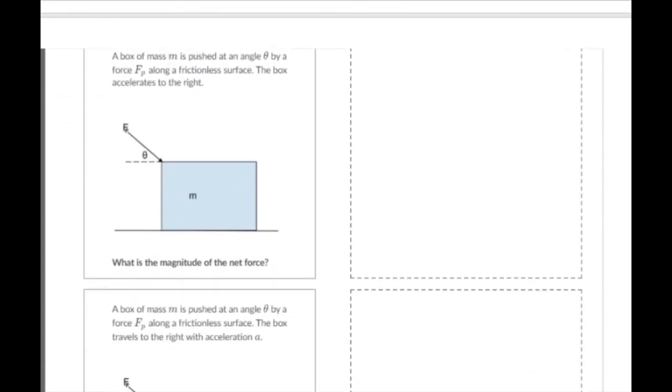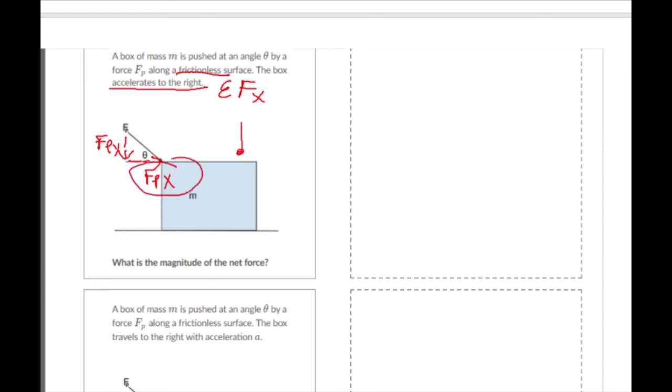Next question says a box of mass m is pushed at an angle theta. Same thing as before, the box accelerates to the right. What is the magnitude of the net force? Since it's accelerating to the right, that's telling me that the net force is acting in the x direction. We know that it's not acting in the y direction because it's not accelerating up or down. So the next step is to break up our Fp into the x and y components, just like we've been doing. So Fpy and then Fpx over here. Since we're only concerned about net force in the x direction, we only need the forces that point in that x direction. It says that we're on a frictionless surface, so the only force is actually Fpx.